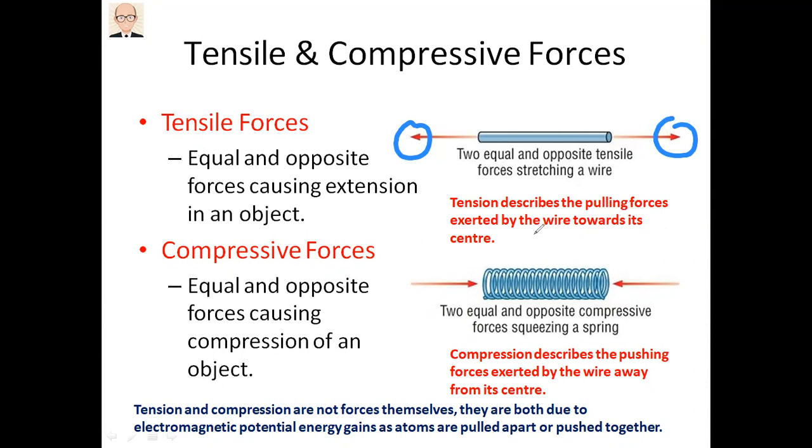And the second type of force is compressive forces. Compressive forces are equal and opposite forces, the same as the tensile ones. But for compressive, we compress the spring. Equal and opposite forces causing compression of an object. So two equal and opposite compressive forces squeezing a spring, and the directions are like this. We call this kind of forces compressive forces.